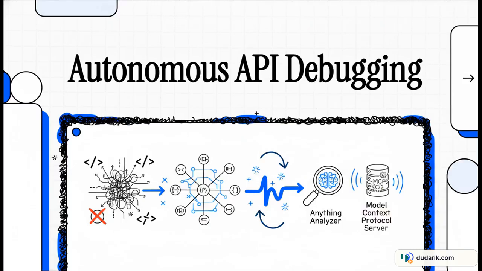Welcome to the Explainer. Today, we're diving into a tool that is absolutely flipping the script on how we reverse engineer APIs, Anything Analyzer. Specifically, we're going to look at how its built-in Model Context Protocol, or MCP server, is taking what used to be a highly manual, tedious process and making it completely autonomous.